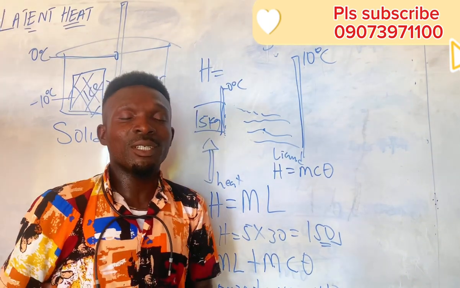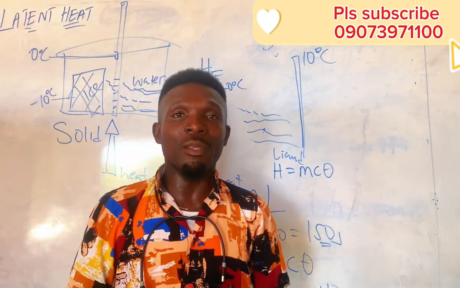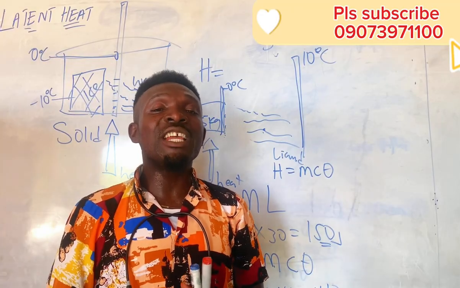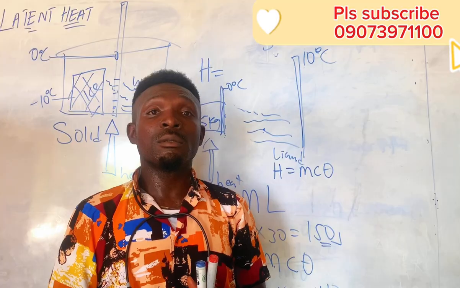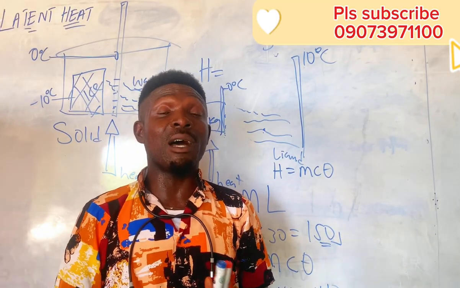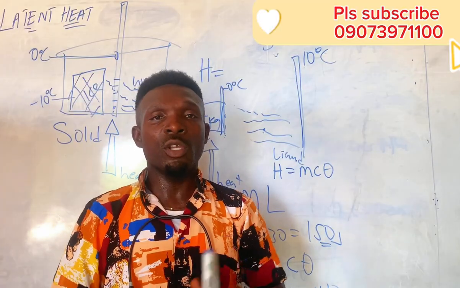In joules. Now you are going to do this simple question for me. Calculate the quantity of heat required to change 3 kilograms of ice to water at 70 degrees Celsius. Make sure you do that.